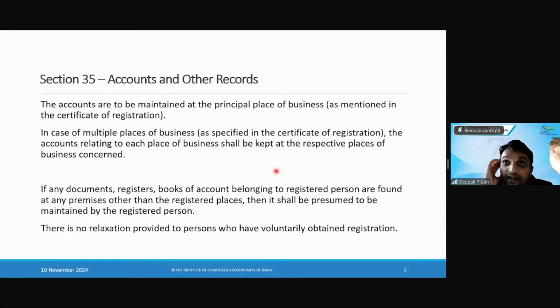You will not give addresses which are outside the state. It will not accept also, because whatever registrations are within the state, only that the GST officers are concerned with. Other state registration, the other state GST officer will take care of it. Correct? So you will have to only mention all the addresses within your state.